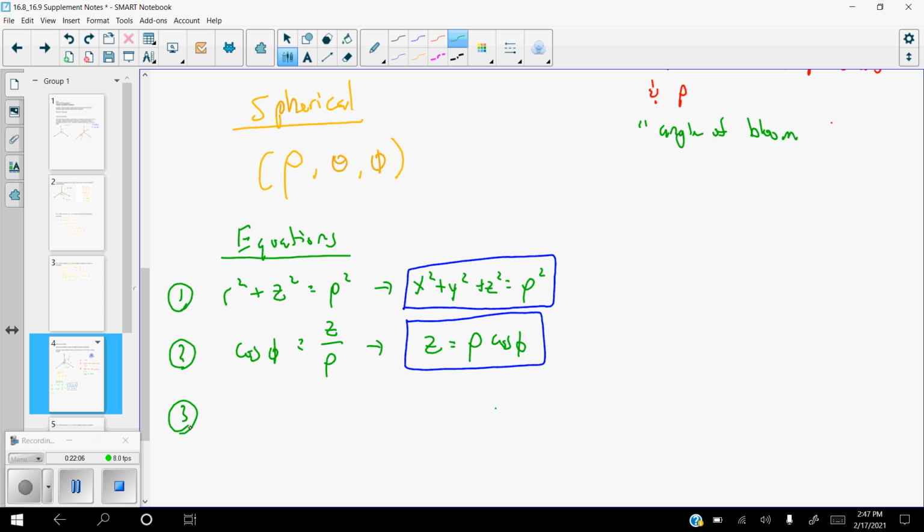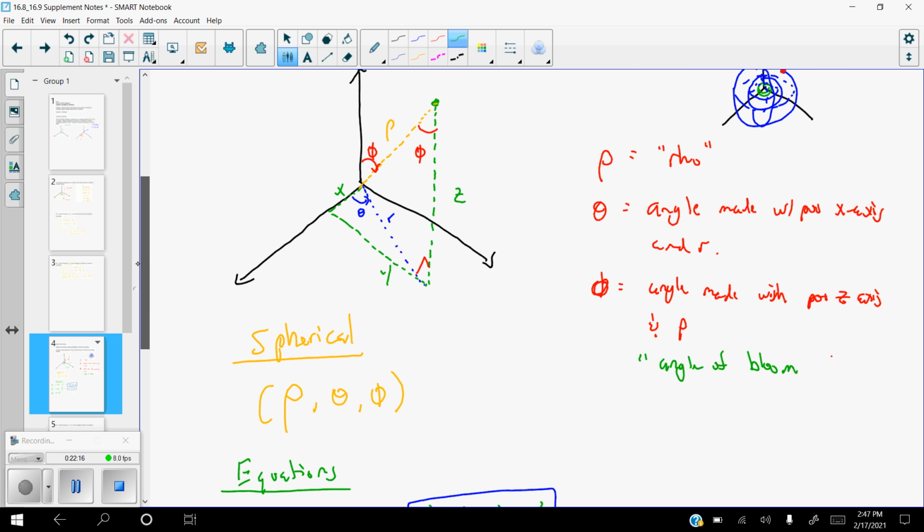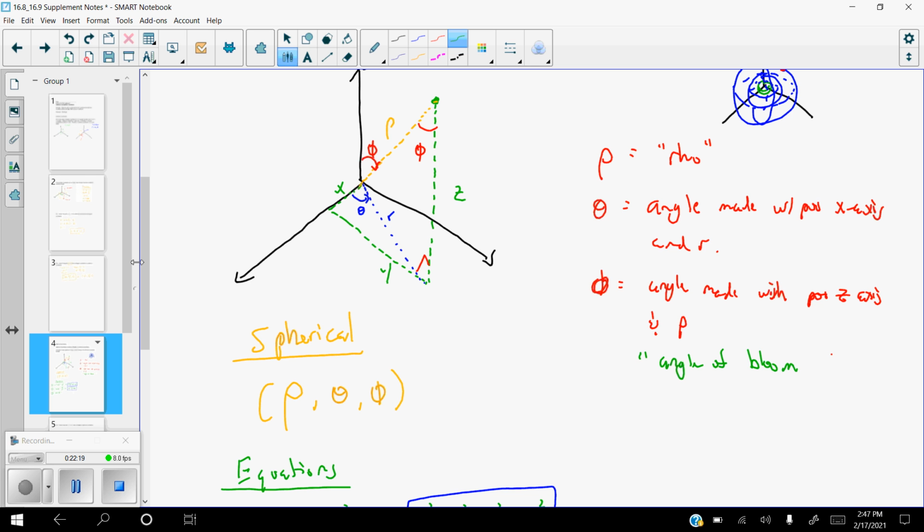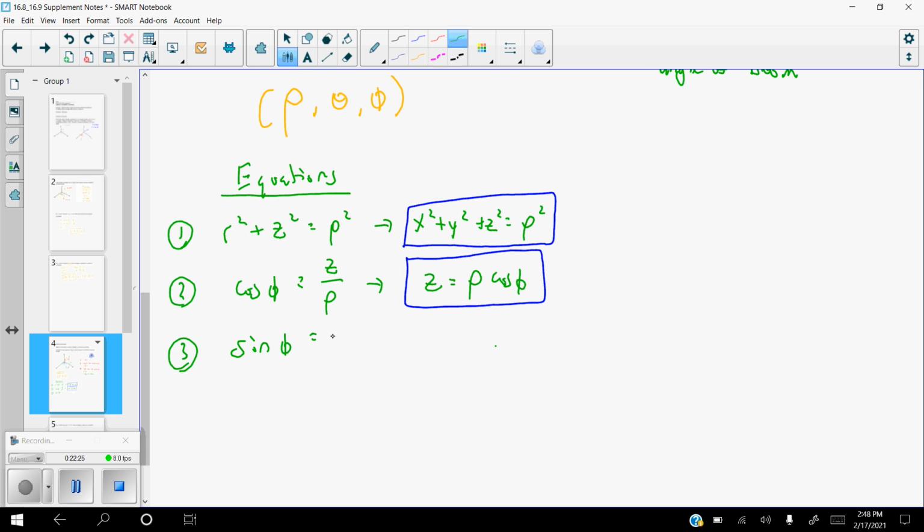Number 3 is the equation sine of phi. And why would I need sine of phi? Well, sine of phi, looking at this, is going to be the opposite over the hypotenuse, which is going to be r over rho. So if I wanted to solve that one for r, just multiply both sides by rho, and that'll get you r. So that would be a way to get r out of this.